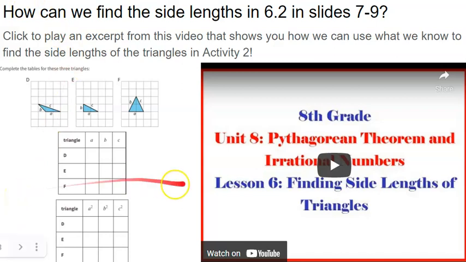I will also include a link to this video from a different Mr. Morgan explaining how we can find the side lengths in 6.2 in slides 5 through 9. So you can play the video that shows you how you can use what you know to find the side length of a triangle in Activity 2. So this should be helpful as well. So look for that link.